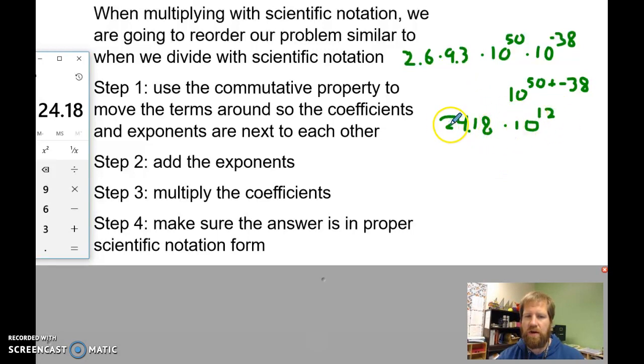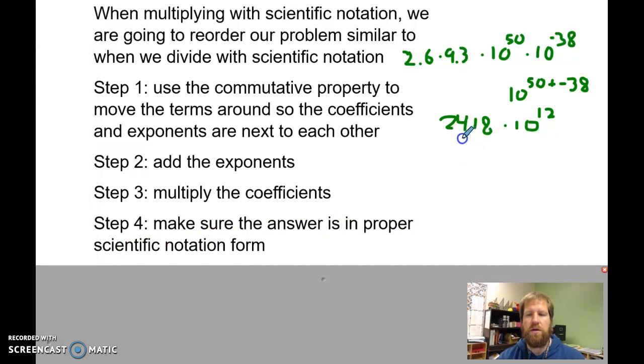I've actually kind of rewritten it in scientific notation here, but I need to make sure that it's the proper form. This is larger than 10, so I know it's not. So I need to make this number smaller, move my decimal point to the left one, and rewrite that as 2.418 times 10. If I make this number smaller, I have to make this number bigger. I moved this over 1 to the left, so this has to increase by 1. So 2.418 times 10 to the 13th.